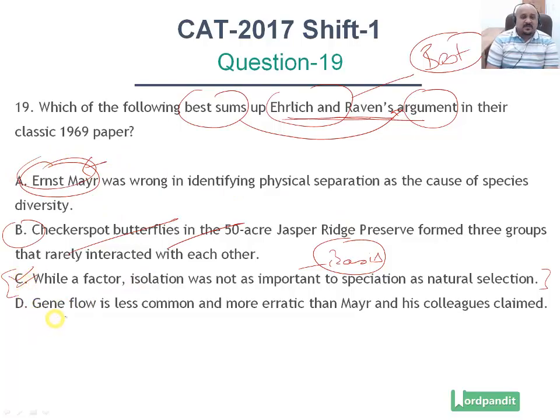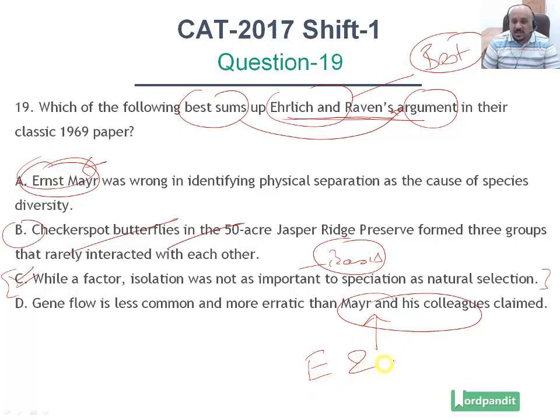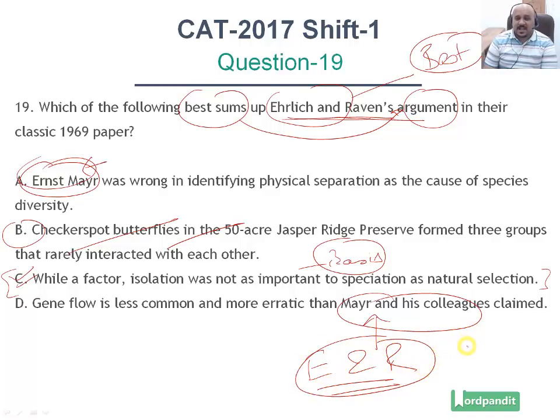Option number D, gene flow is less common and more erratic than Mayr and his colleagues claimed. Again, the focus shifts to whom? The focus shifts to Mayr and his colleagues. But whom do we need to focus on? We need to focus on E and R in the given case. Hence the correct answer here is option number C and not option number A or D. A and D make the same mistake. They place focus on Ernst Mayr.